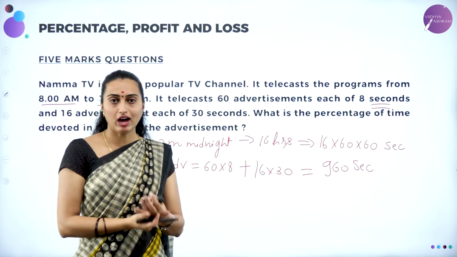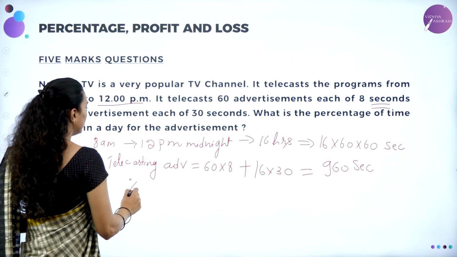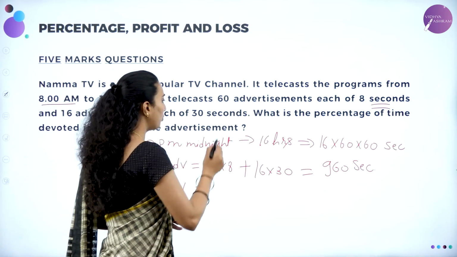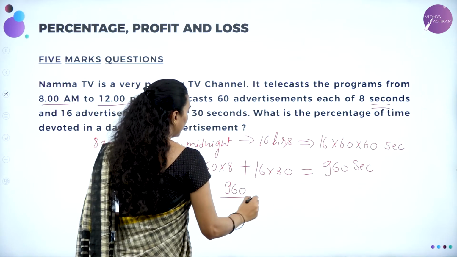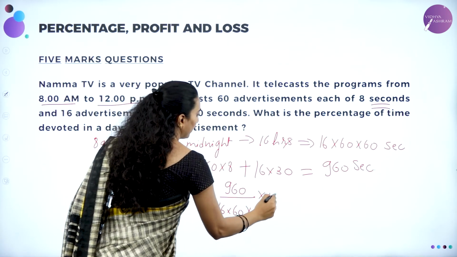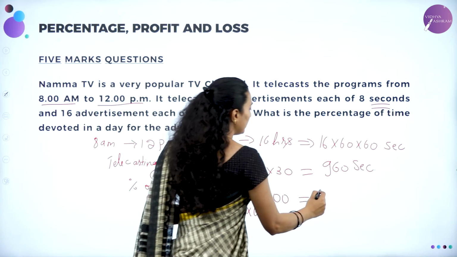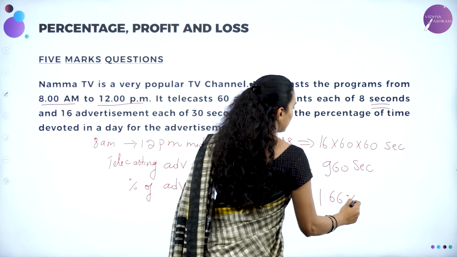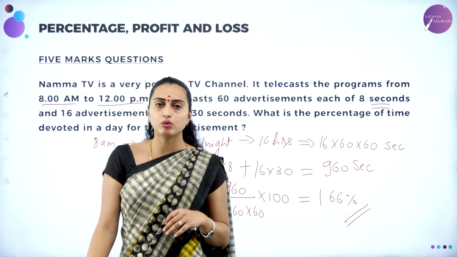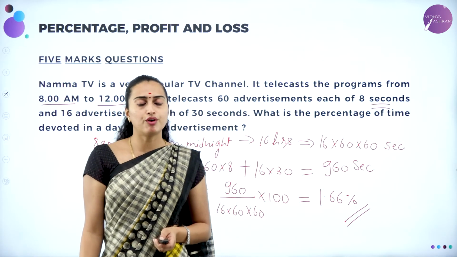Okay. Now they have asked the percentage of the advertisement, isn't it? So the percentage of advertisement will be equal to 960 seconds divided by 16 hours, which is 16 into 60 into 60 seconds, into 100. If you solve this one, you are going to get the answer as 1.66 percentage. That's it, dears. Okay, so I hope you understood this question. We'll move on to the next one, dears.